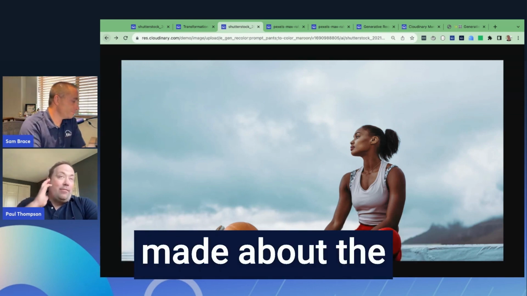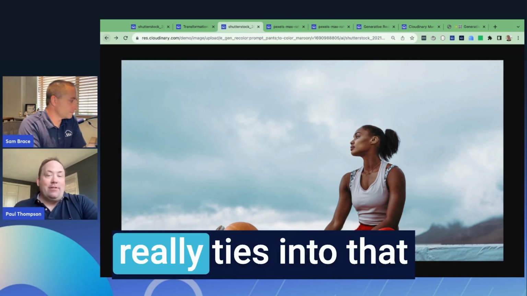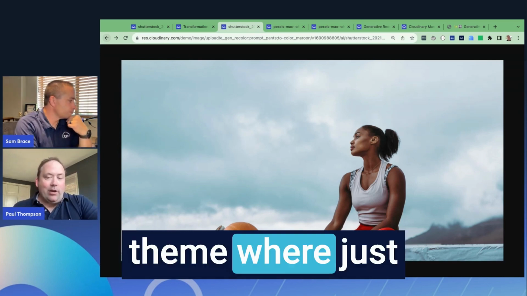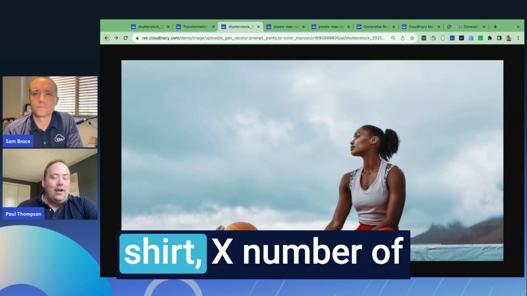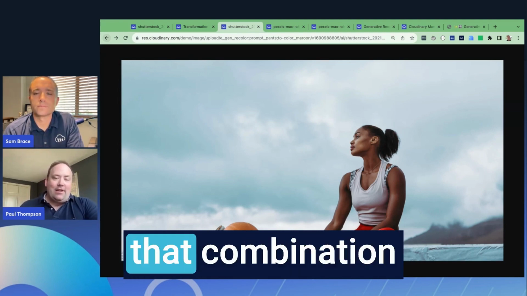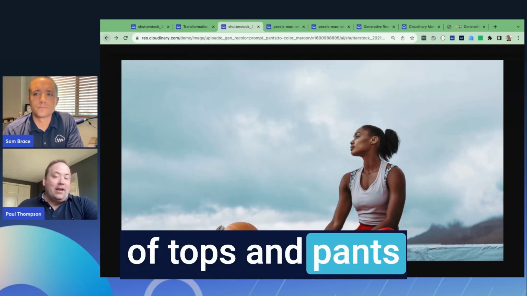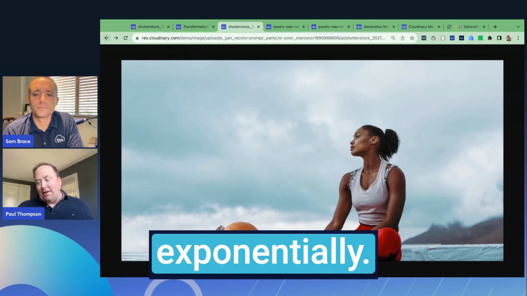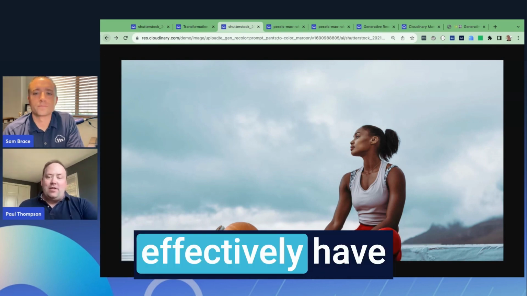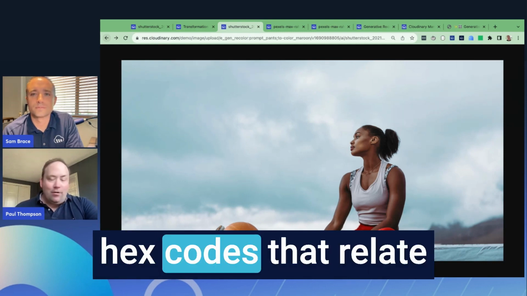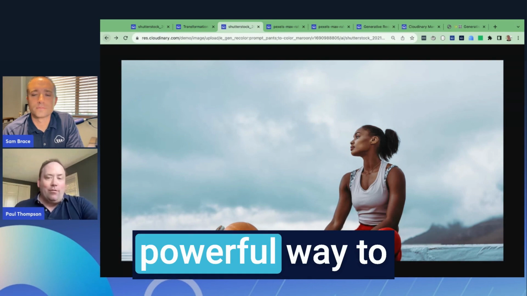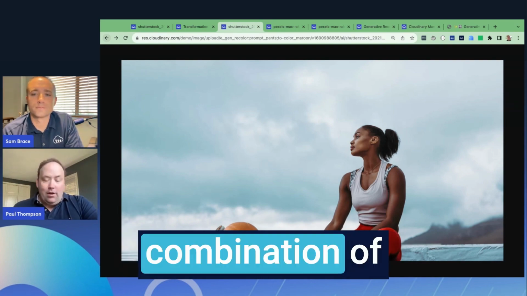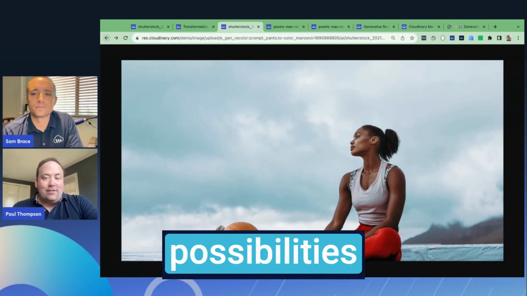Yeah. And I think the point you made about shopping the look really ties into that customization theme where, just hypothetically, if you had X number of colors for a shirt, X number of colors for pants, that combination of tops and pants could start to grow exponentially. And so you could effectively have settings that are hex codes that relate to your colors for the product and be able to mix and match. So it's a really powerful way to achieve that vast combination of customization possibilities using this tool.